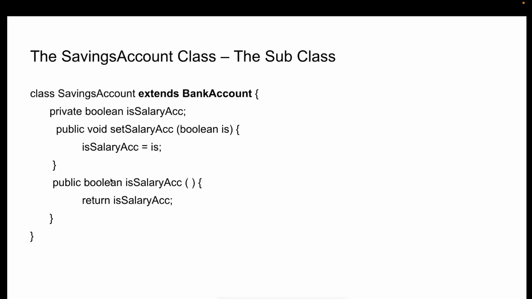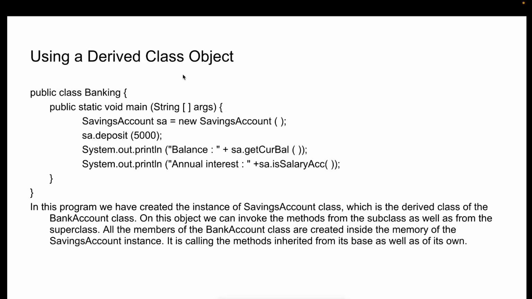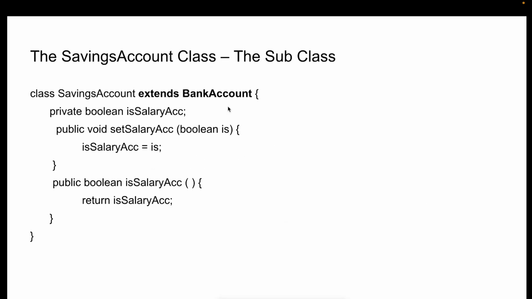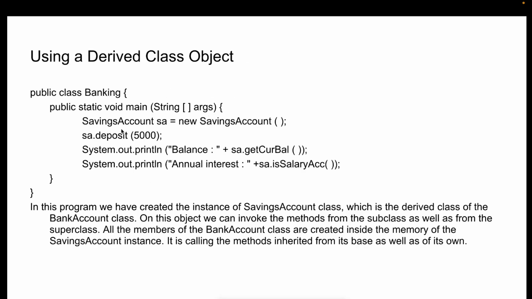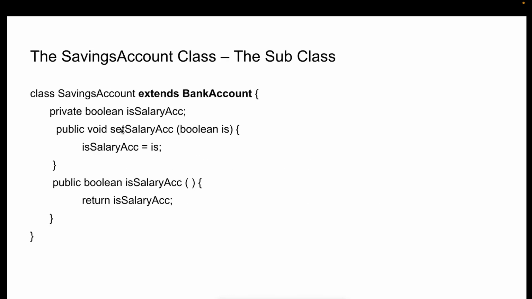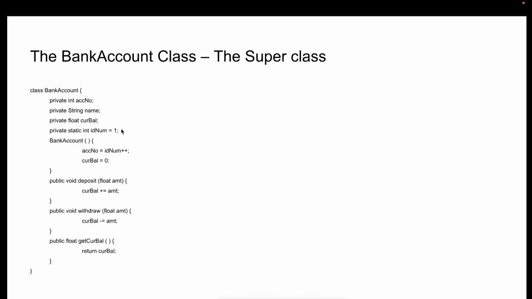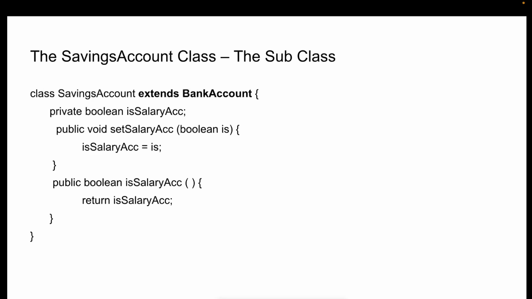Now let's go ahead and see. There is another class. What we are basically doing here is creating the object. Now we are trying to create the object of the child class. So we have seen two classes as of now. One was the bank account class, which was the parent class. Then there is this savings account class, which is the child class.